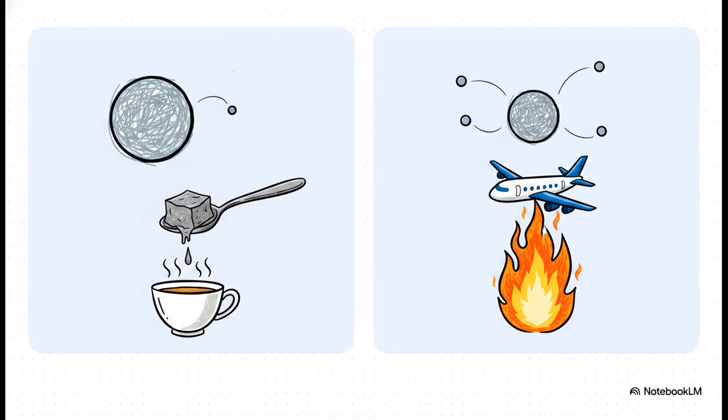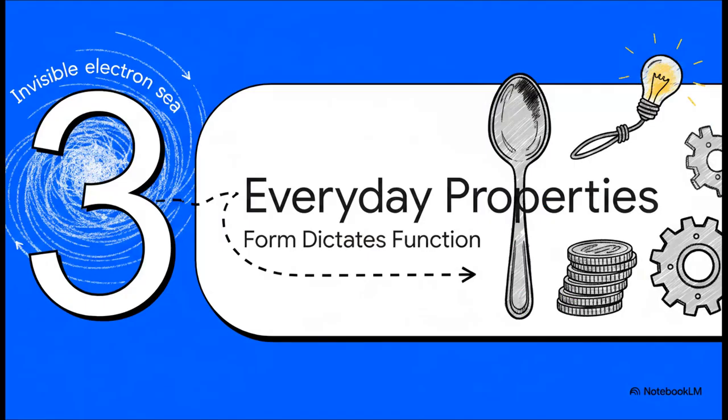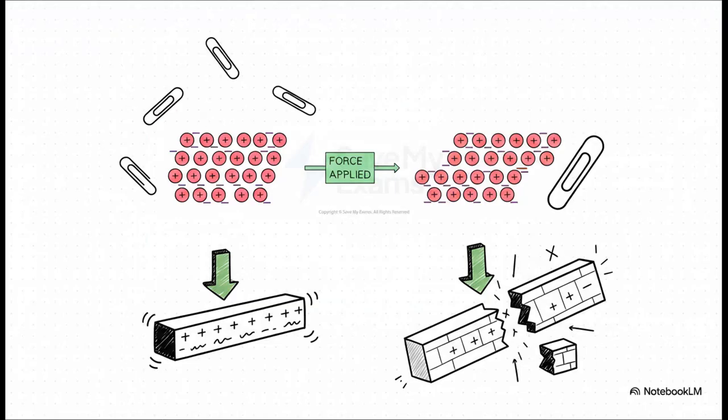And because of this, it requires vastly more thermal energy to break those bonds apart, drastically raising its melting point to over 660 degrees Celsius. Which brings us to Section 3, Everyday Metallic Properties, where we explain how form dictates function. So how does this microscopic form actually dictate macroscopic function? Well, it totally solves our paperclip mystery from the beginning.